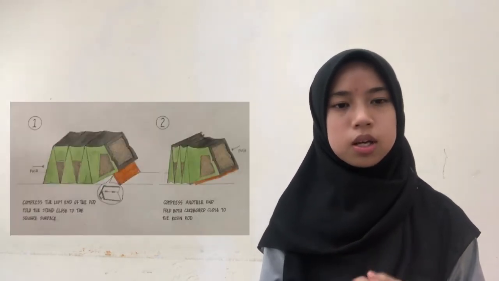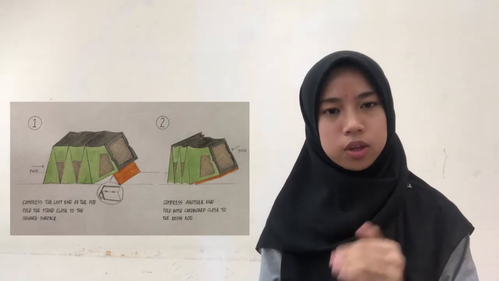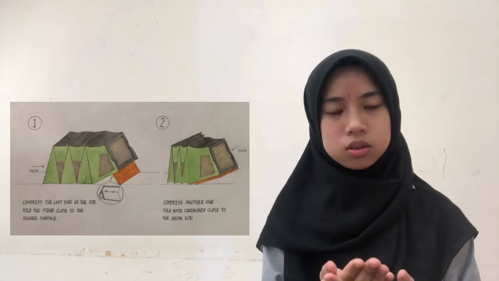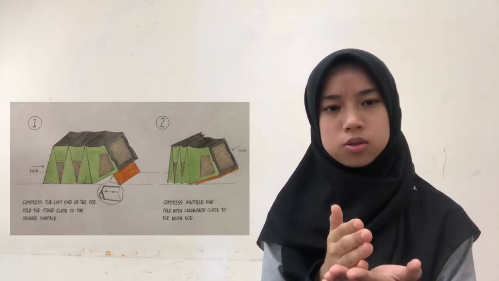Since it is compulsory for us to fulfill the requirement of the project, which is to construct a one-to-one workable prototype, I came out with a few transportable strategies, and it only consists of 3 easy steps. After we use the pot, the first thing we need to do is compress the left end of the pot and fold the cardboard strand close to the square surface.